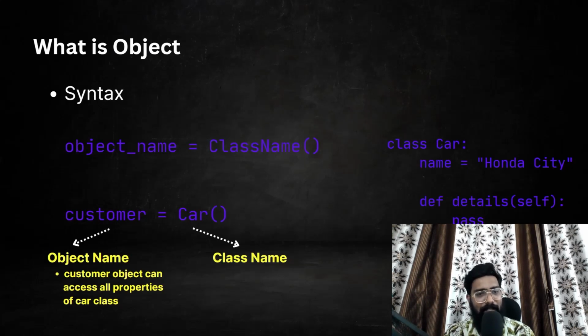The syntax for an object is object name equals class name, opening and closing brackets. The opening and closing brackets are mandatory. We can see that on the right-hand side we have a Car class which has two properties, one is name and the other is details. So customer equals Car. So the customer can access name as well as details. So customer is nothing but the object name and Car is nothing but the class name.